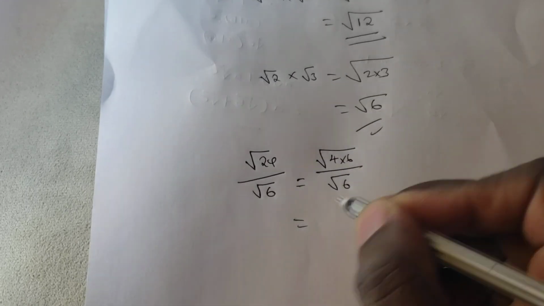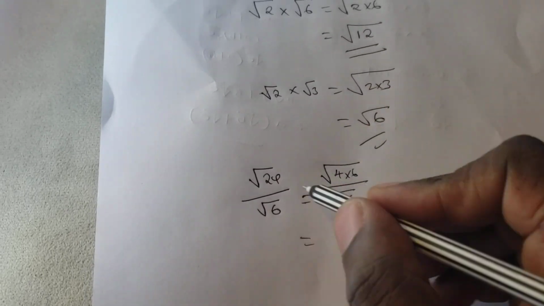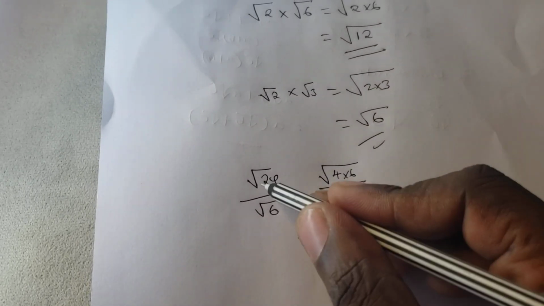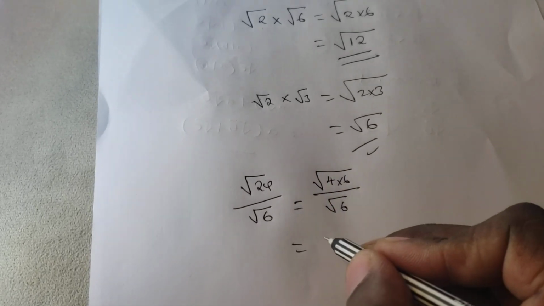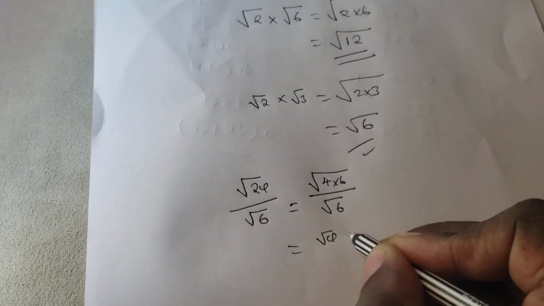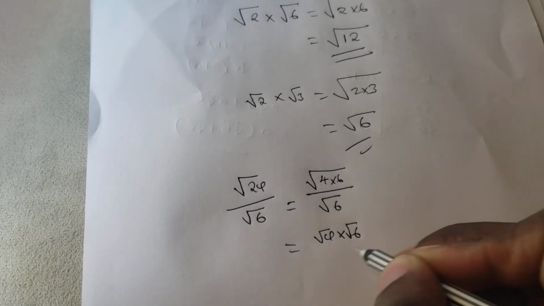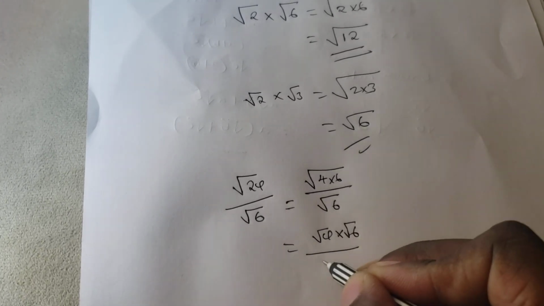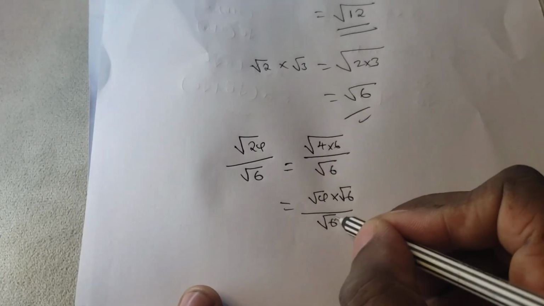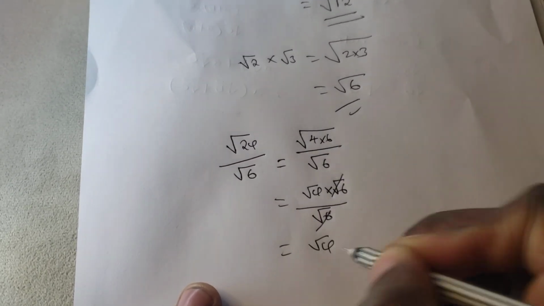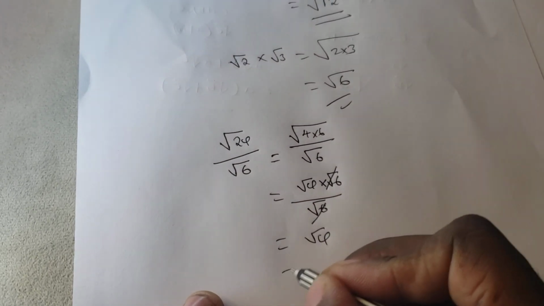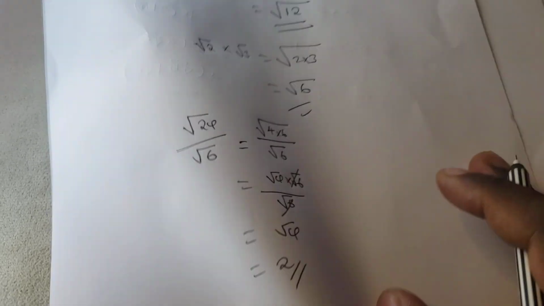So I'm just reversing, okay? I'm just reversing because 4 times 6 is 24. So I've just expanded that. Then I'll say root 4 times root 6, all right, over root 6. This root 6 and that root 6 will go. I'll remain with root 4. Then what is the square root of 4? It is 2. That is our answer.